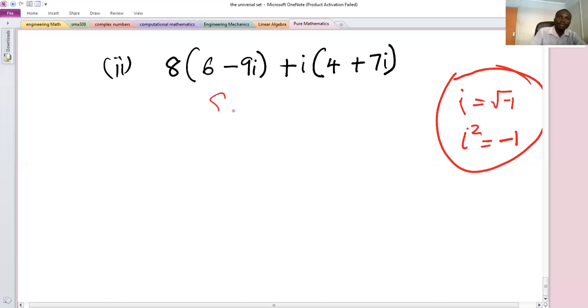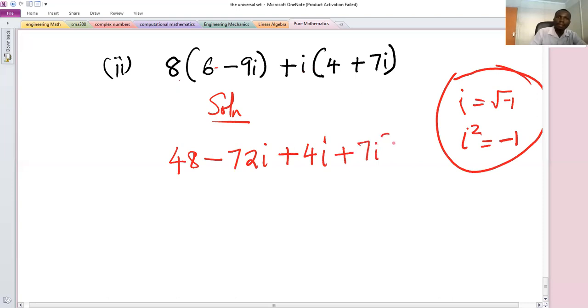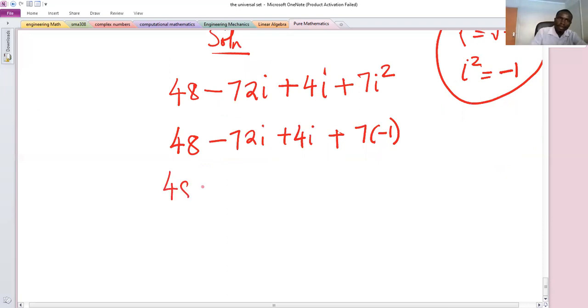So solution, let's open. 8 by 6 is 48. 8 by minus 9i is minus 72i. i times 4 is 4i. i times 7i is plus 7i squared. But i squared is minus 1. So this is the same as 48 minus 72i plus 4i and then plus 7, but my i squared is minus 1, so this will be 48 minus 72i plus 4i, then minus 7.